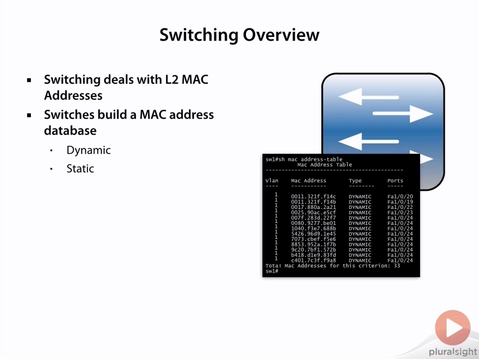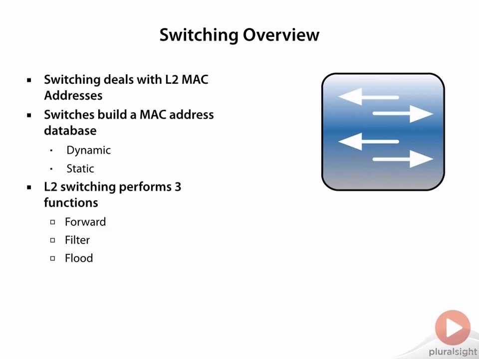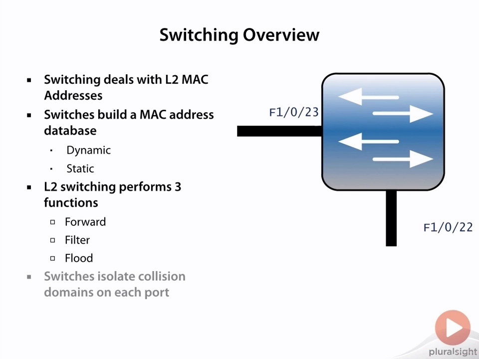these MAC address databases. Now, Layer 2 switching is going to perform three basic functions for me. It'll make forwarding decisions, filtering decisions, or flooding decisions, depending on what's happening with the frame and how the MAC address database looks when the switch sees a frame. So switches on each interface are going to isolate collision domains for me. So in this example, we see the switch there.